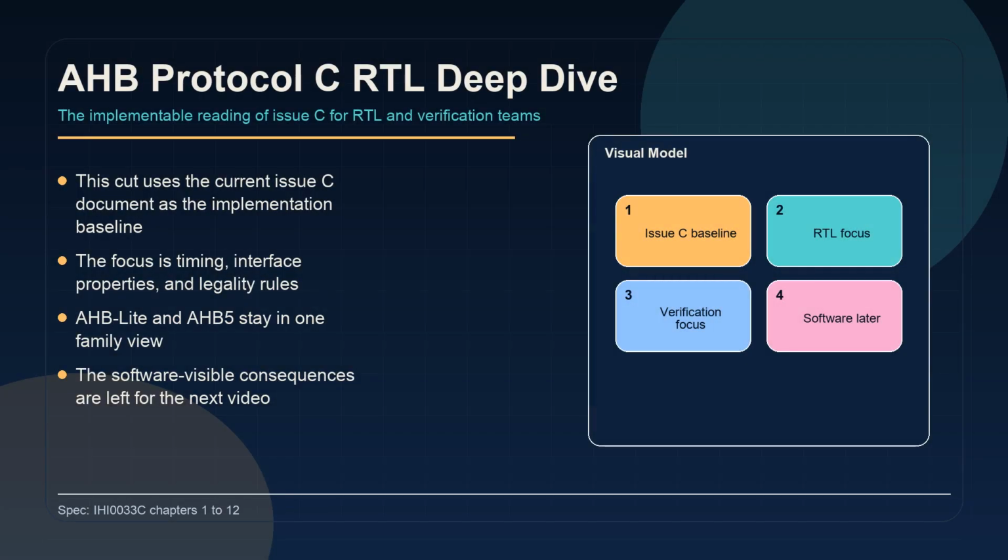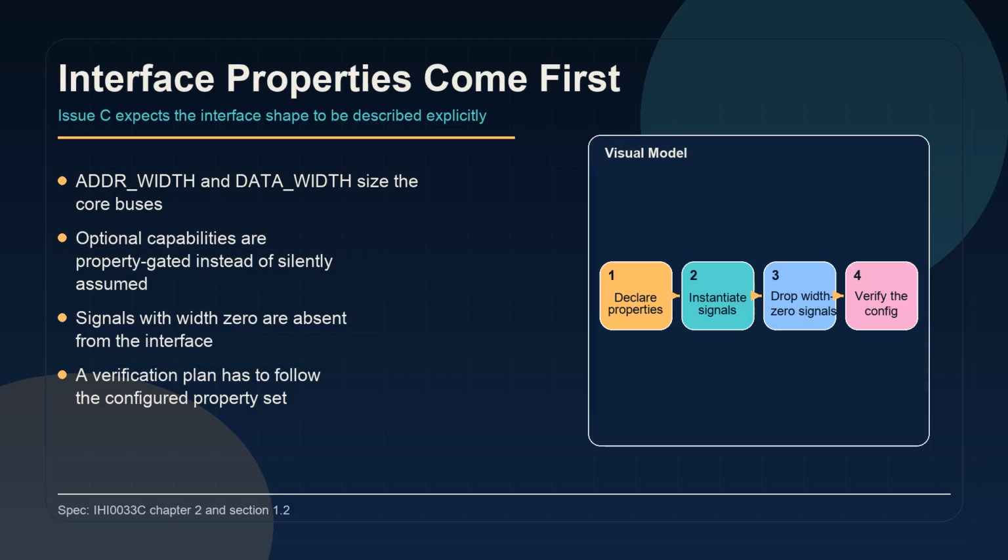Today we're going to be looking at Issue C of the AHB protocol from the RTL and verification perspective. This is the implementable reading of IHI0033C. So the emphasis here is timing, interface properties, legality rules, and the optional features that change what logic must exist. For implementation work, the first mental shift is property-driven interfaces.